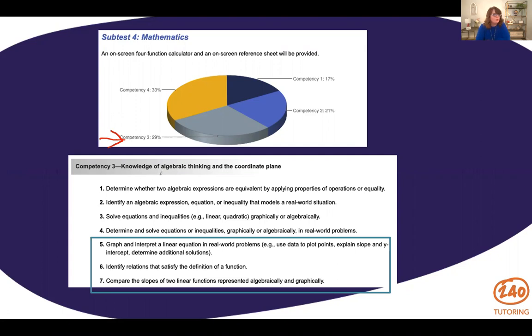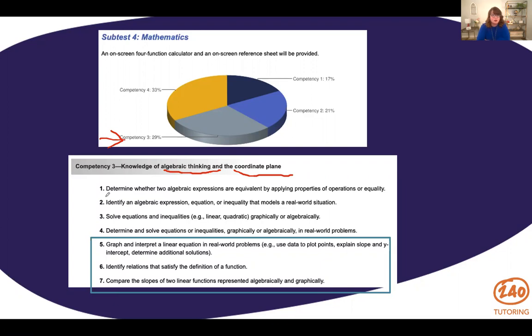A lot of people see this and they're like, knowledge of algebraic thinking and the coordinate plane. And they're like, oh my goodness, I don't remember any of this. And guys, this is not difficult, but if you haven't done it in years, and some of you may be like me, I haven't had algebra in a really, really long time. And so you get a little bit scared of this competency, but you will be amazed with just a little bit of review how much this will come back to you.